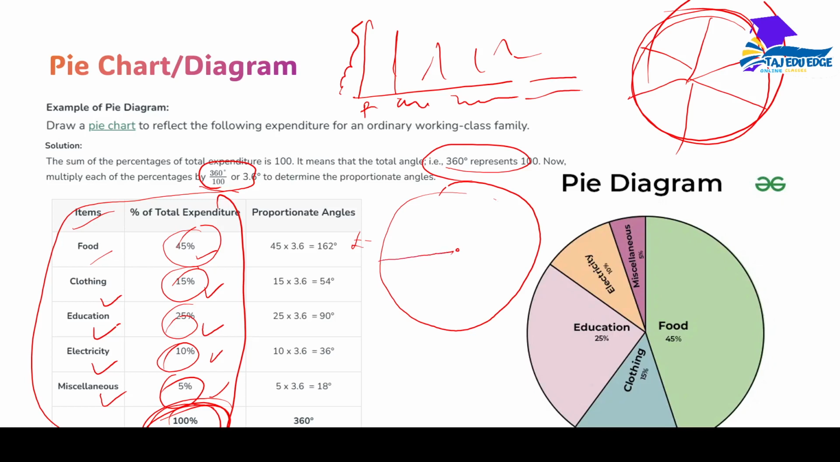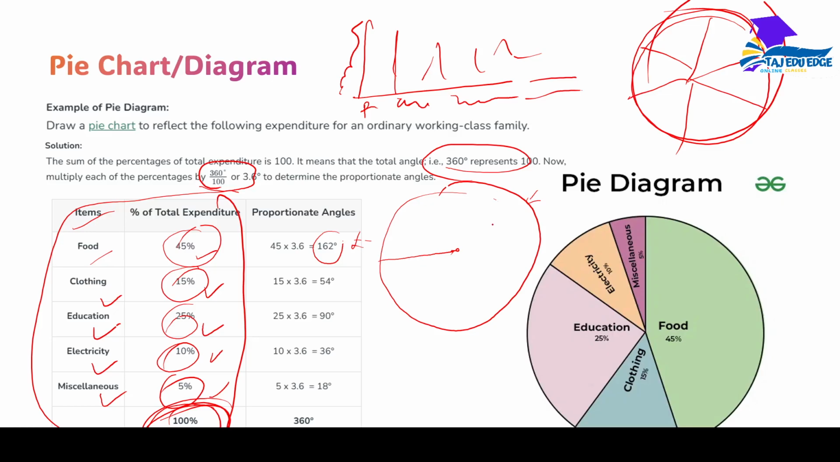Joining that point. Now, this circle is drawn with the help of a compass, and the line I have drawn with the help of a scale. Now I need to take a protractor. I need to keep the protractor here and see 162 degrees. How did I get 162 degrees? That is 45% into 3.6 that we have got. I need to see that is 162 degrees.